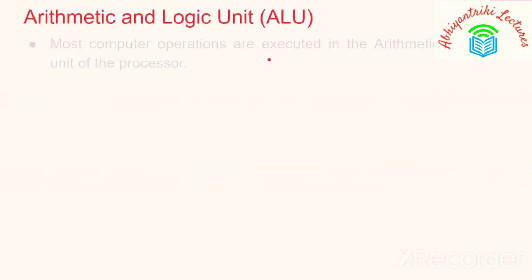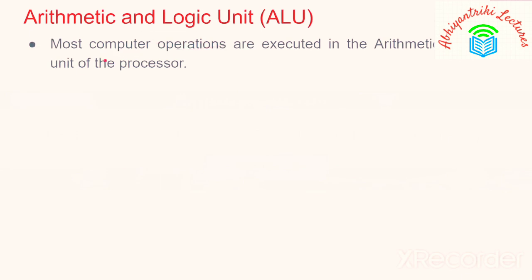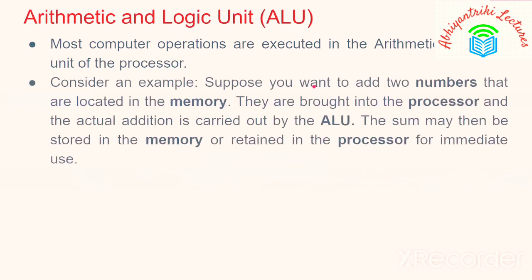Next, ALU. Most computer operations are executed in the arithmetic and logic unit of the processor. Consider an example. Suppose you want to add two numbers that are located in the memory. They are brought into the processor, and the actual addition is carried out by the ALU. The sum may then be stored in the memory or retained in the processor itself for immediate use.